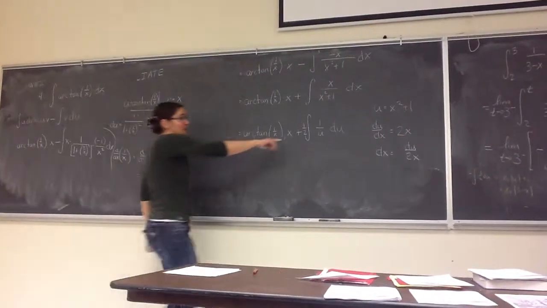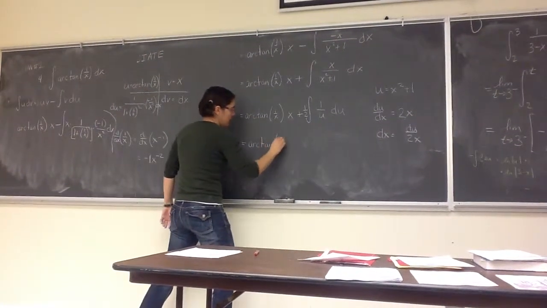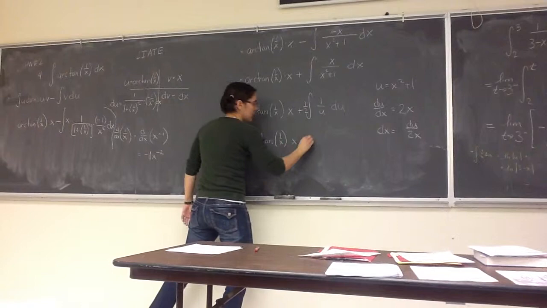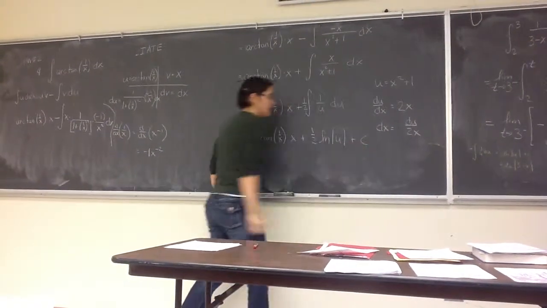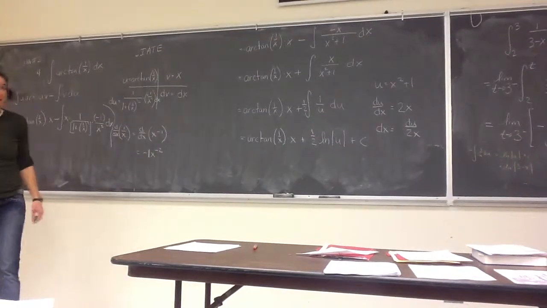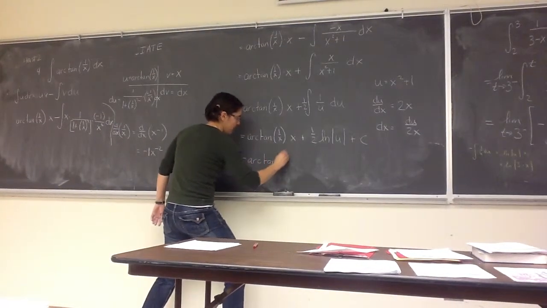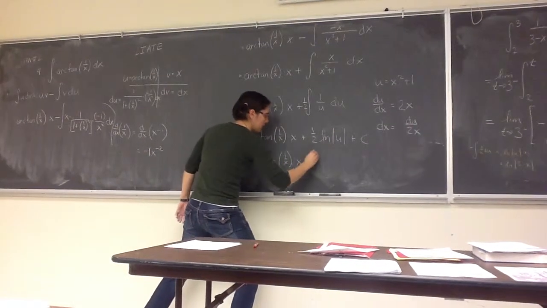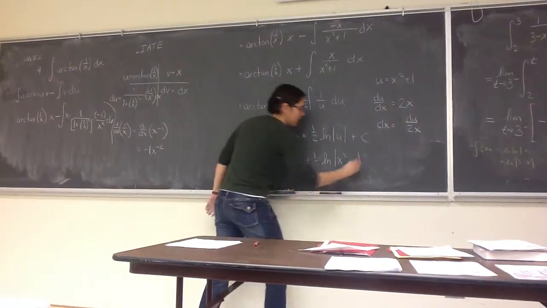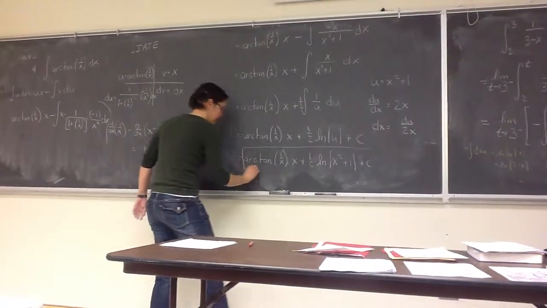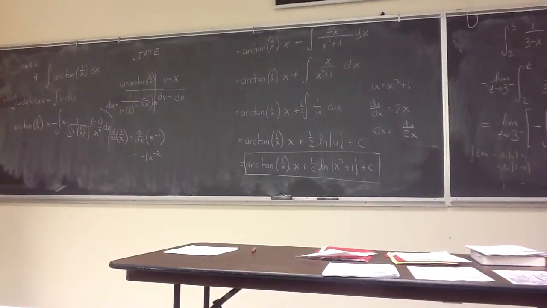Okay, now this antiderivative is one that we know. This is our natural log, so we've got arctangent of 1 over x times x plus 1/2 times the natural log of the absolute value of u plus c, and I'm nearly done as soon as I turn that u back into x's. So my final answer: arctangent of 1 over x times x plus 1/2 times the natural log of the absolute value of x squared plus 1, plus c. All right, are there any questions about that one?